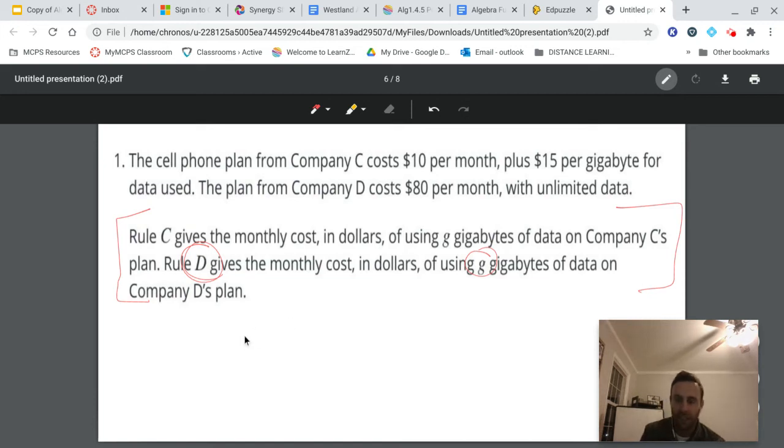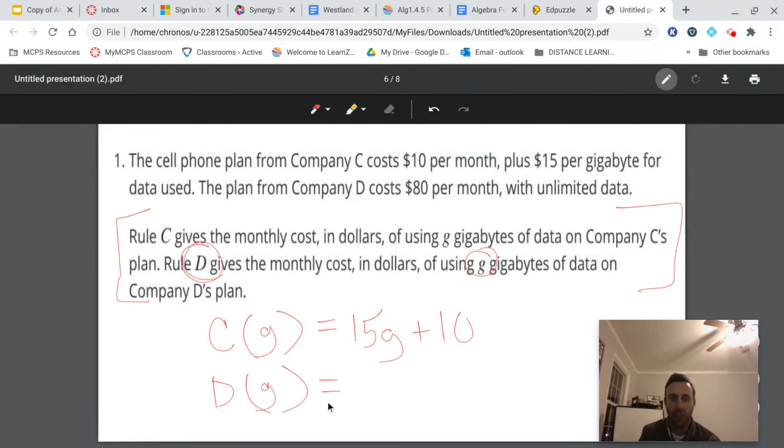So since the monthly cost is a function of G, first of all, Rule C, I'll call it function C using G. How do we get there? It says that it uses $10 per month, plus $15 per gigabyte. That means every time you have another gigabyte, you multiply by 15, and you add the $10 a month. D of G, which is data plan D, says the plan costs $80 per month. So that would be plus 80 just one time per month with unlimited data. So you don't actually pay anything except $80.